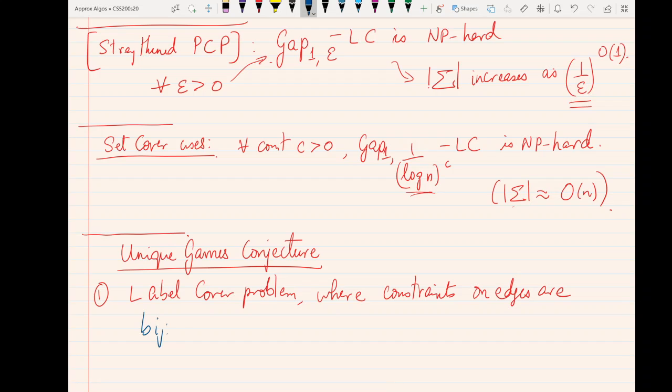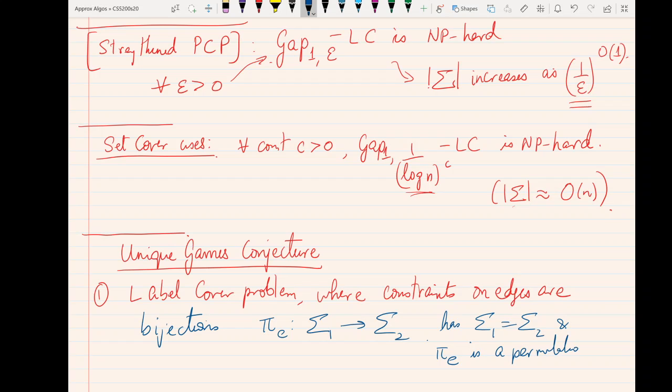The constraints are bijections. So pi e from sigma 1 to sigma 2, the left alphabet and right alphabet by definition therefore have to be the same. And pi e, because it's a bijection, an exact one-to-one onto map, is a permutation. So basically you need to permute the labels in a certain way in one to get the other.